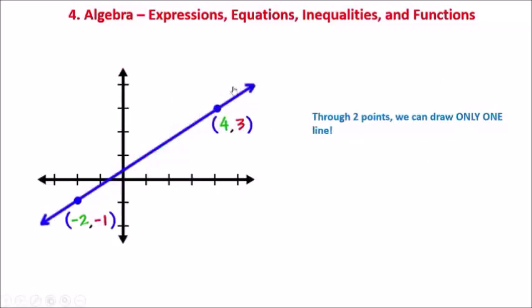But on the other hand, let's say I've got 2 points, (minus 2, minus 1) and (4, 3). With 2 points, if you take your ruler and draw a line through these 2 points, you can draw exactly one line, only one line, right? With 2 points, you can draw only one line. So anytime someone gives you 2 points, you can draw exactly one line through those 2 points, okay?